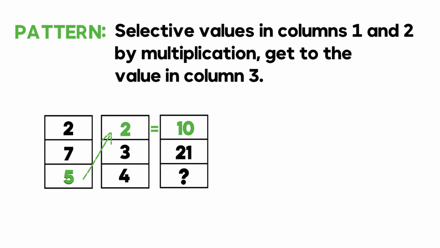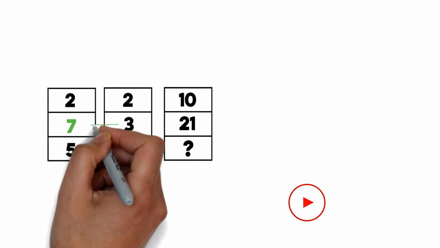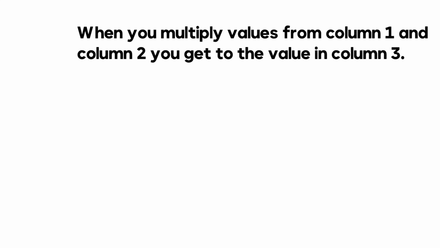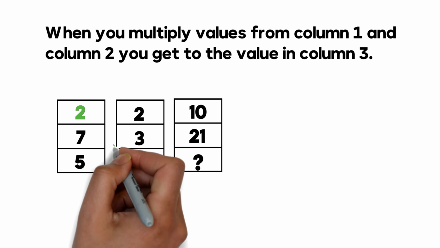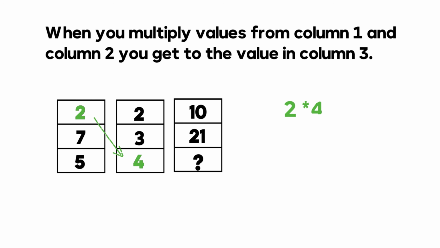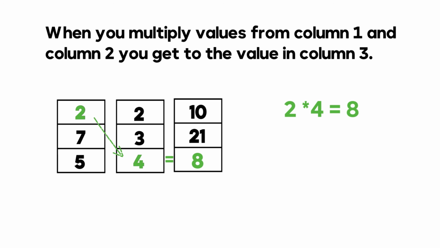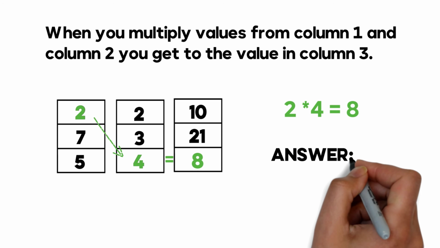If we multiply 5 by 2, we get to the value of 10. Second set of values represented by the middle row: 7 multiplied by 3 equals 21. So the missing value here can be calculated by multiplying 2 by 4, and the end result would be equal to 8. So the correct answer to this problem is choice A, 8.